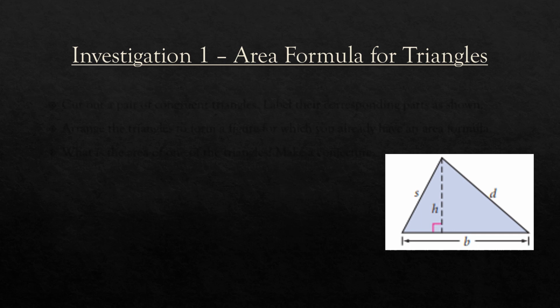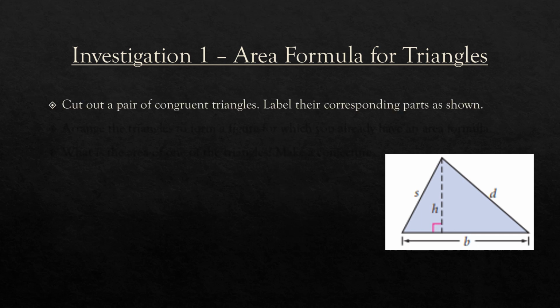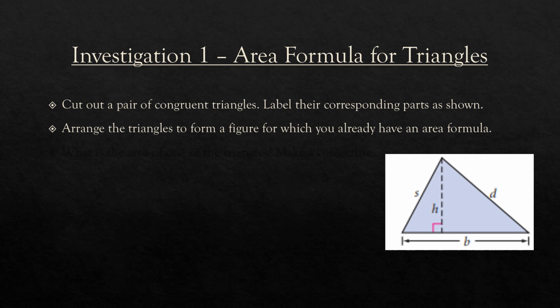Our first investigation is to find the area formula for triangles. You're going to need cardstock or cardboard, and you're going to want to cut out a pair of congruent triangles. Label their corresponding parts as shown in the picture. Arrange the two triangles to form a figure for which you already have an area formula. So what is the area of one of the triangles? We'll make a conjecture.